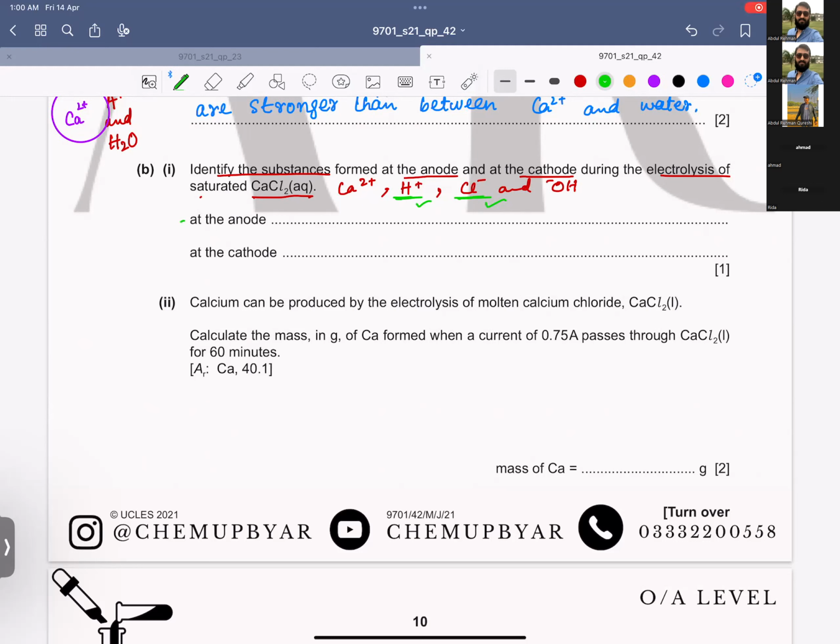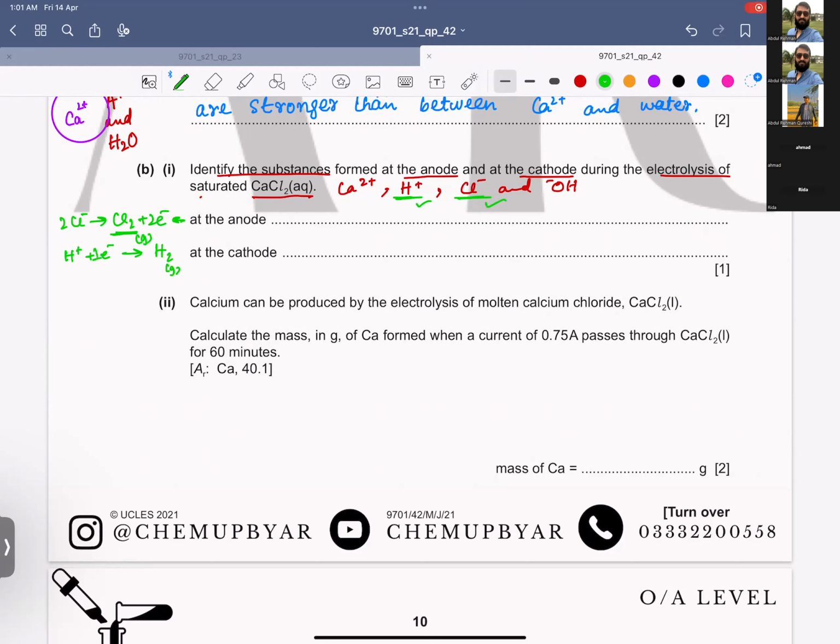So what would happen at the anode? Chloride forms chlorine by losing 2 electrons, so we need 2 chloride ions. So this is the substance that we are getting at the anode. And at the cathode, the hydrogen ion gains electrons, forming hydrogen gas.